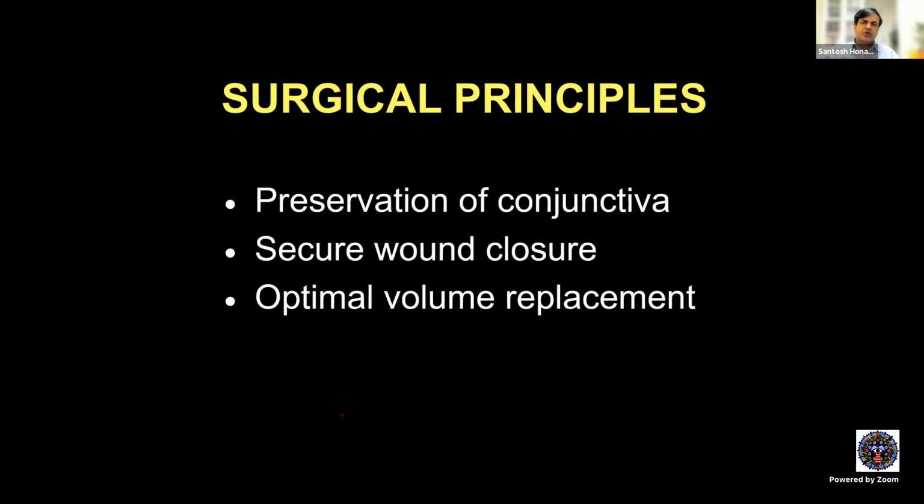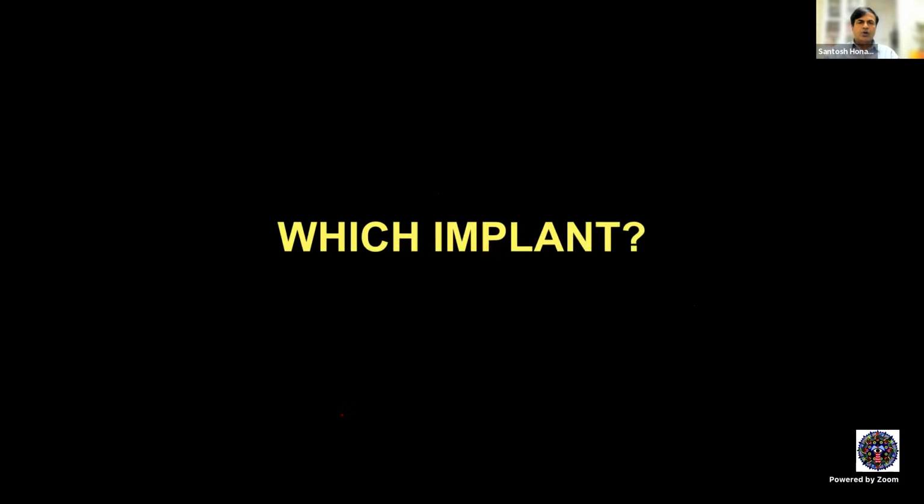Why do we need so much space for the prosthesis? Because it needs to be thick to allow a three-dimensional kind of visualization of the anterior chamber, etc. So to do that, you need a particular volume. So about 70% of the ocular volume, 4.9 cc, is replaced by the implant and the rest of it by the prosthesis. Now, when you talk about the implant, which implant?